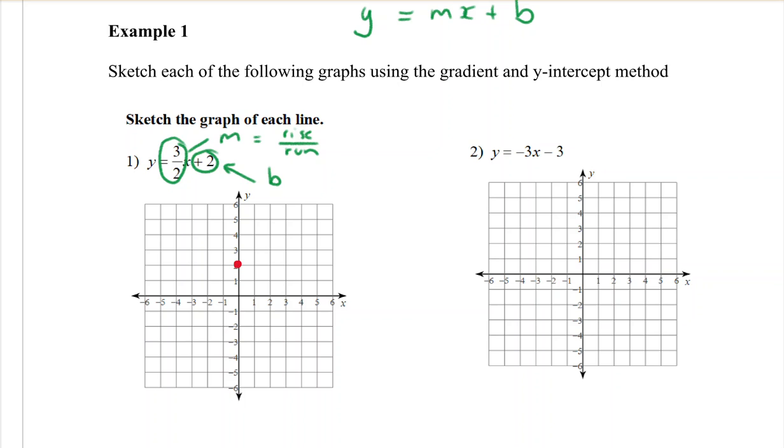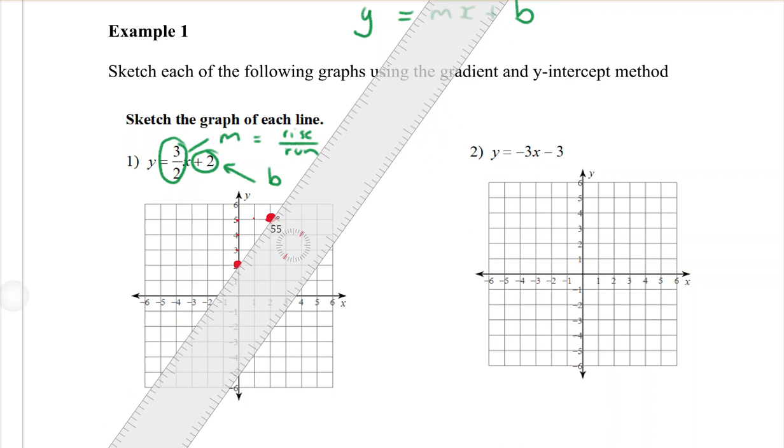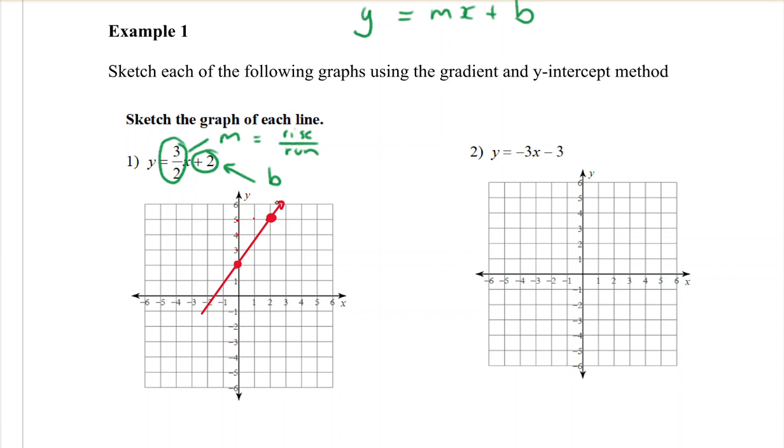So from that red dot, I'm going to count 3 spaces up. 1, 2, 3, puts me up at the 5. And I'm going to run 2 spaces, which means I'm going to go horizontally 2 spaces to the right because it's a positive gradient, so I want it to be going uphill. I want it to be going this way. And all you need is those 2 dots. If you get those in the right place, you grab your ruler and you join them up, and that is what your line should look like.